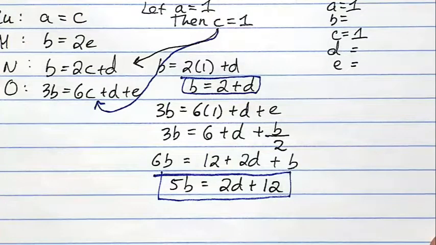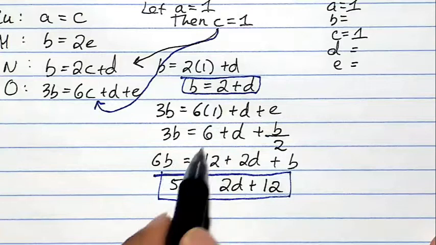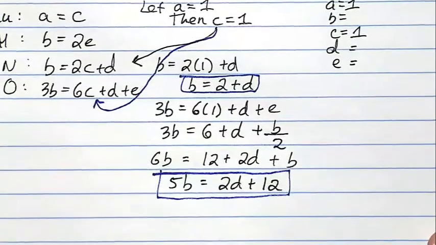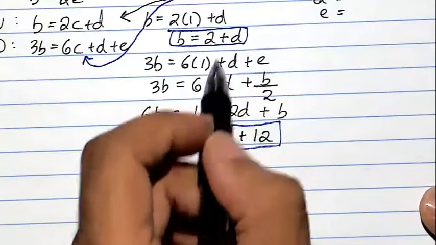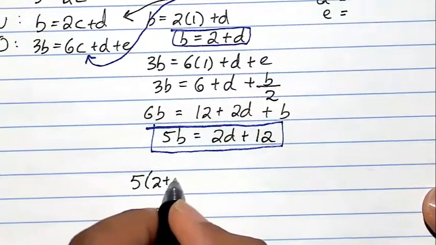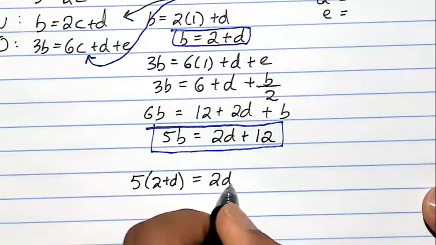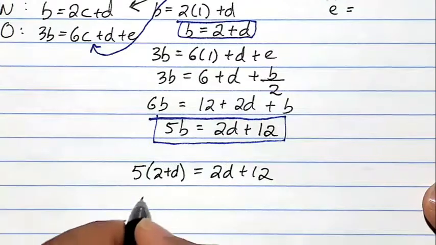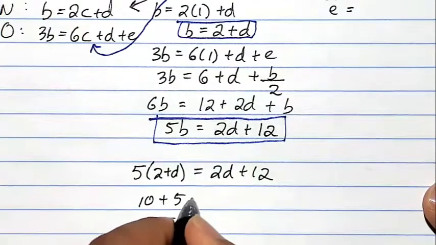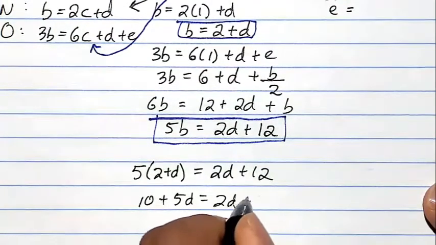So further manipulation, I can take this B and plug it in here. So when I do that, I'm going to get 5 times (2 plus D), which is B, equal to 2D plus 12. And now I think I should be able to get D. So 10 plus 5D is equal to 2D plus 12.